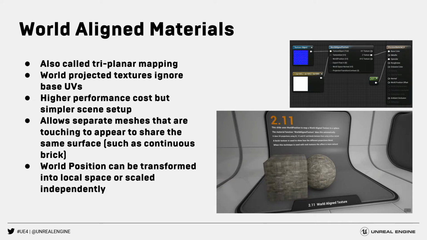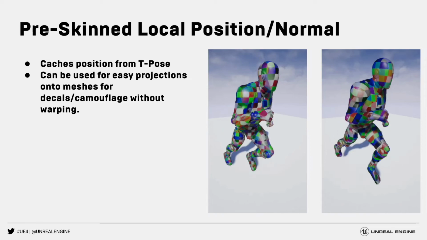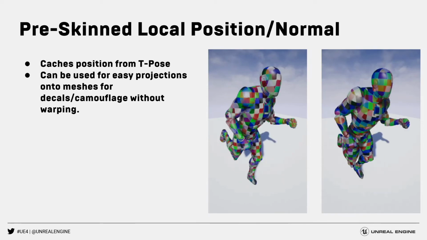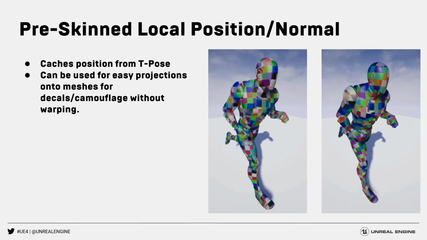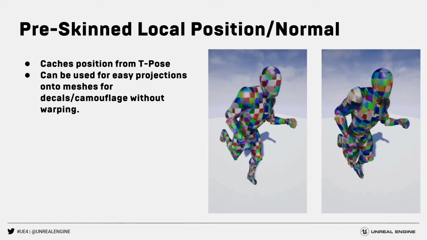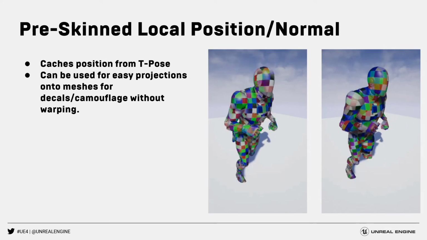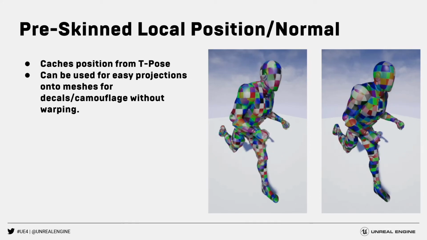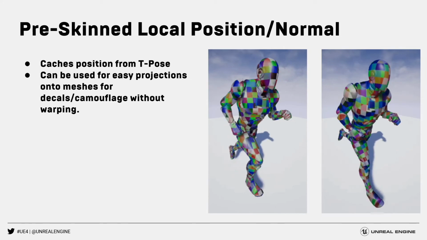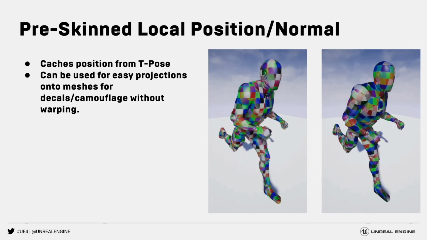When you're handling things like that, it's worth noting that there's another node that really comes in handy, which is pre-skinned local position. So here's the thing. If you look at this left one, we're using world alignment on this left character, okay? And it's projecting a checkerboard texture onto that character, okay? And you'll notice that as the character moves, the checkerboards are still aligned with the world, so they no longer line up with the character. It looks terrible, right?